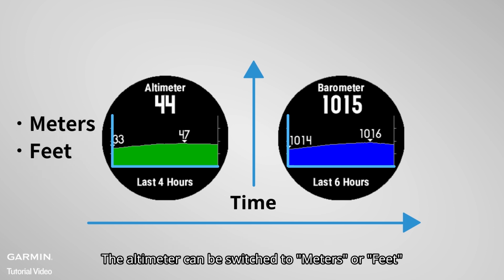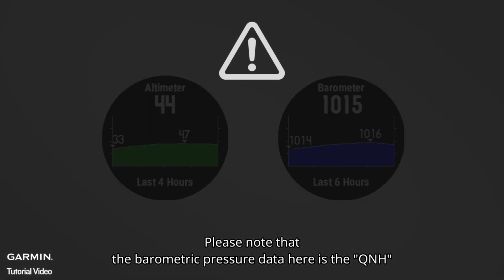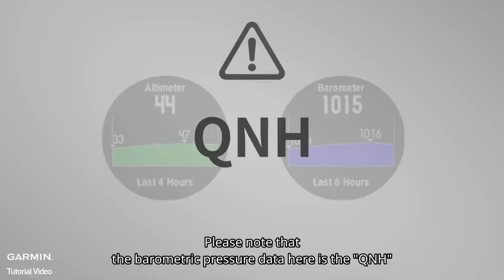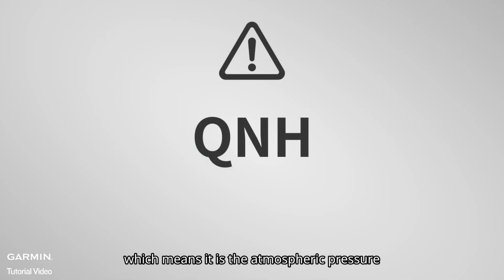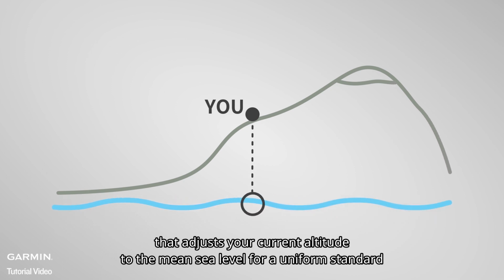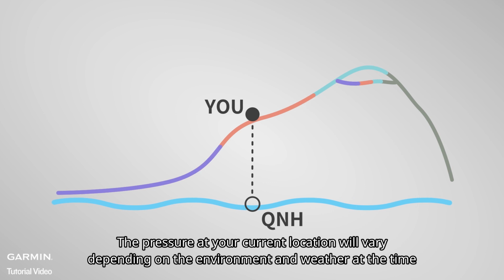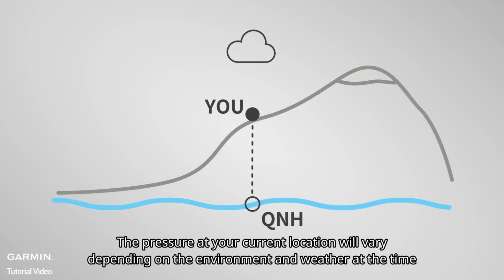The altimeter can be switched to meters or feet, and the barometer can switch between the units inch, mmHg, millibars, and hectopascal. Please note that the barometric pressure data here is the QNH, which means it is the atmospheric pressure that adjusts your current altitude to the mean sea level for a uniform standard. The pressure at your current location will vary depending on the environment and weather at the time.